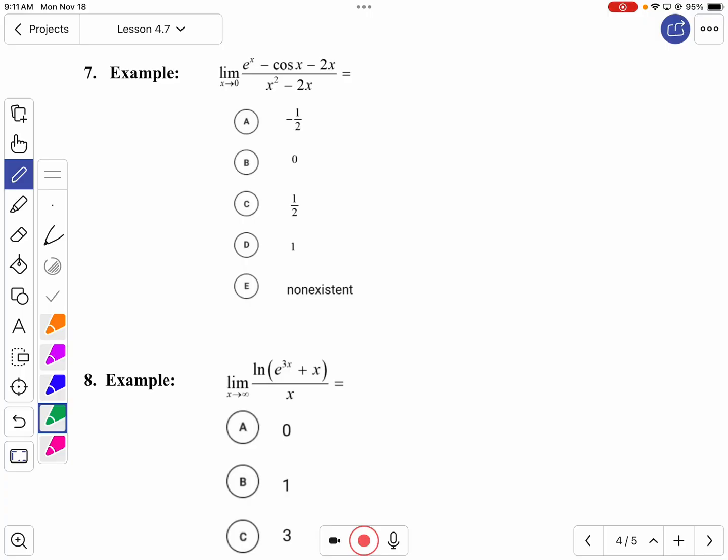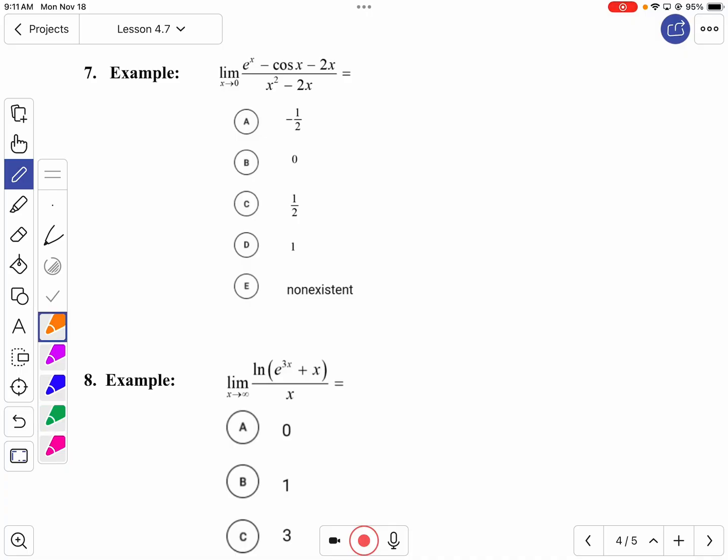Right, what'd you get? Okay, so we've got some A's and some C's. C. Okay, well, let's look and see. All right, so let's double check it to make sure that we can use L'Hopital.